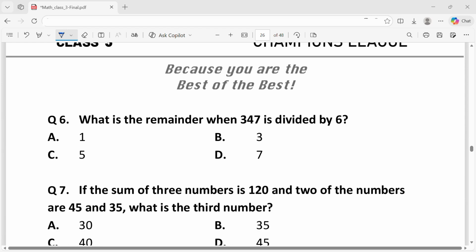Question 6. What is the remainder when 347 is divided by 6? 347 divided by 6 is equal to 57 with a remainder of 5. So the answer is C, 5.